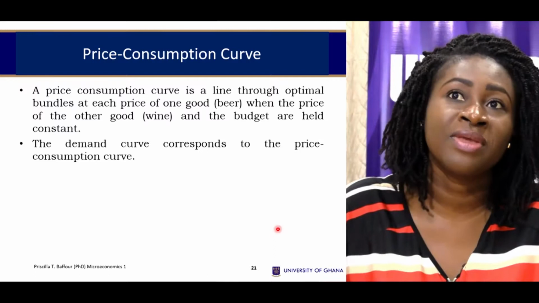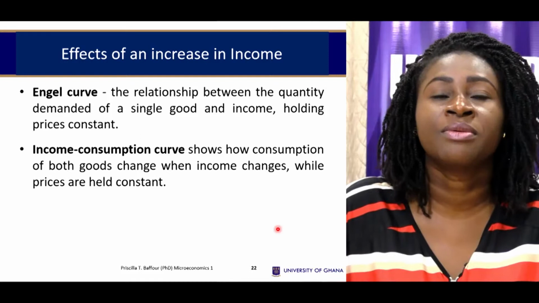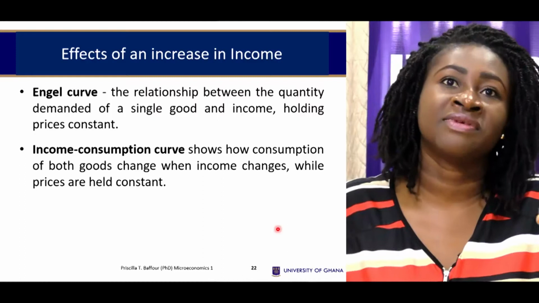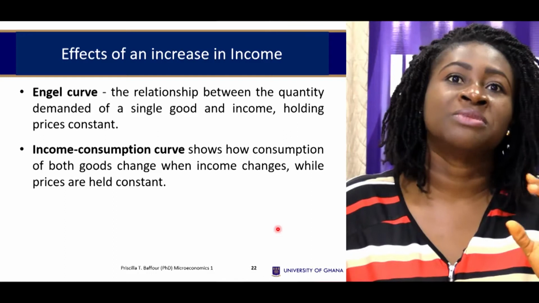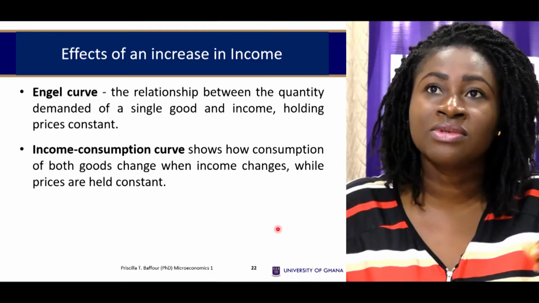Related to that also is the Engel curve, which is a relationship between the quantity demanded of a single good and income. We want to see how the individual changes consumption when income changes. The income consumption curve shows consumption of both goods changing when income changes. Out of the income consumption curve, we derive the Engel curve, which is a relationship between the quantity demanded of a single good and income, holding price constant.